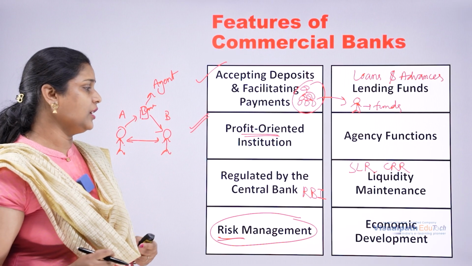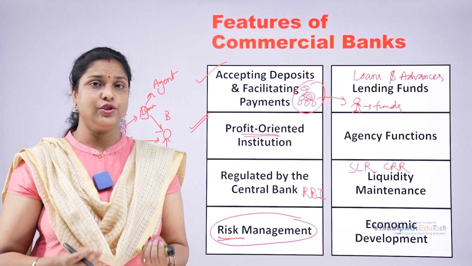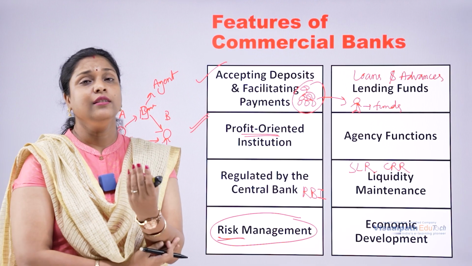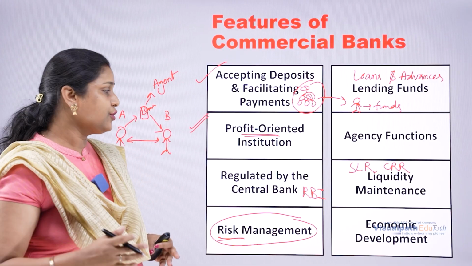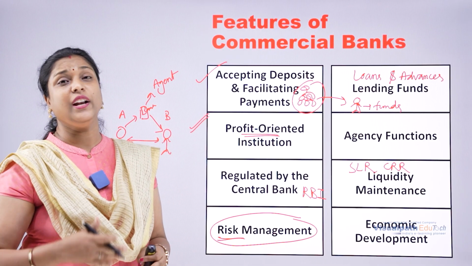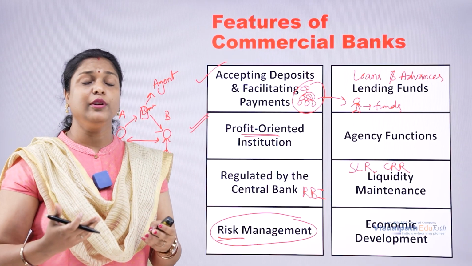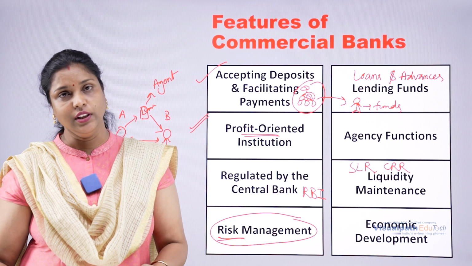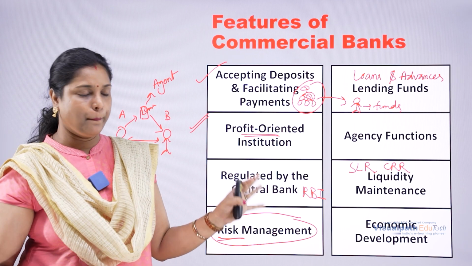And the last feature here is economic development. Banks function to develop our economy and to maintain the flow of funds in our economy in a proper way, so that all economic development, like infrastructural development or any other kind of development which is going to help our country to grow, they facilitate funds for the same. So these are the features of a commercial bank.